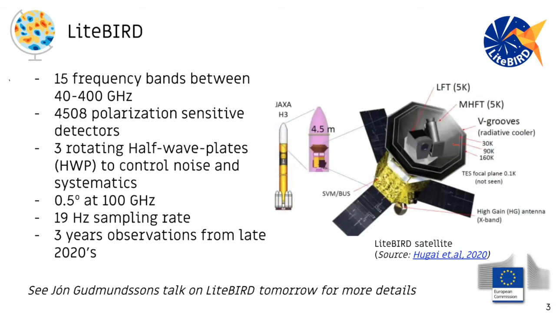So here's just a quick overview of LiteBIRD. I do refer you to Jon Gudmundsson's talk on LiteBIRD tomorrow for more details, but just some quick facts so that you're able to follow this talk as well. So LiteBIRD has 15 frequency bands ranging from 40 to 400 gigahertz and 4,508 polarization sensitive detectors that are divided over 3 half-wave plates. That is, if you look at the figure, the low frequency telescope, the medium and the high frequency telescopes. Yeah, they are rotating to control both noise and the systematics. LiteBIRD is planning to do observations for 3 years from the late 2020s.